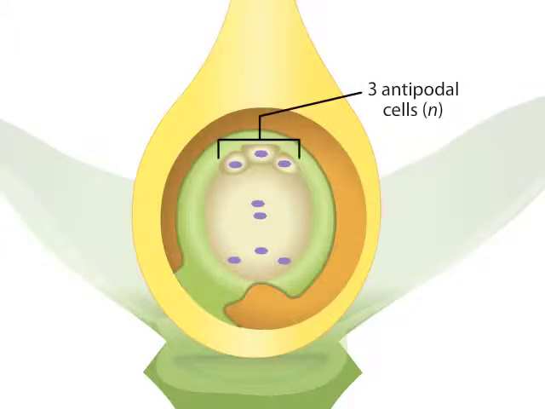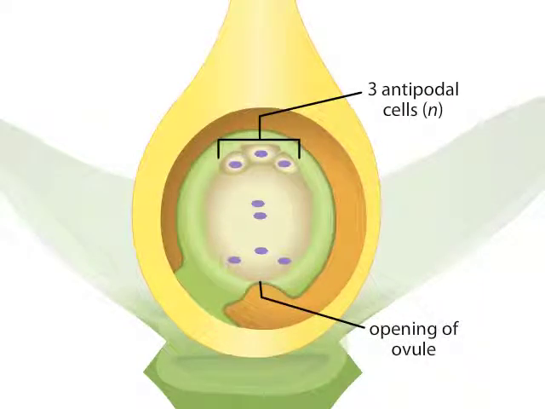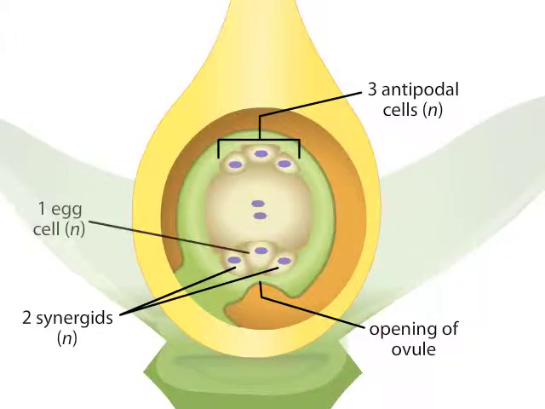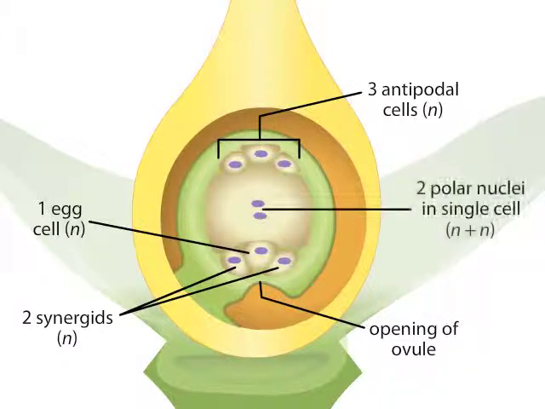3 cells called antipodal cells form opposite the opening of the ovule. 3 also form near the opening. 2 are called synergids, and the other is the egg. Finally, 2 nuclei called polar nuclei remain together in one large central cell. The egg cell and the single cell with 2 polar nuclei will eventually take part in a double fertilization event.